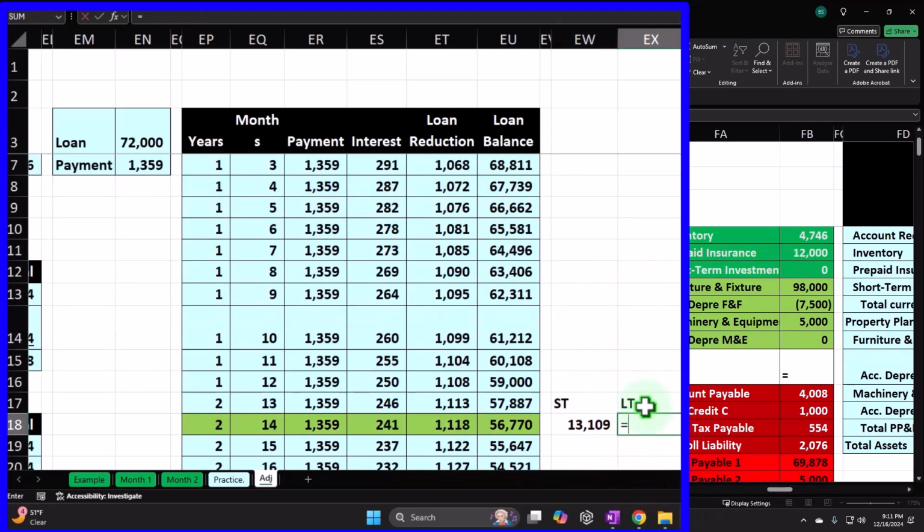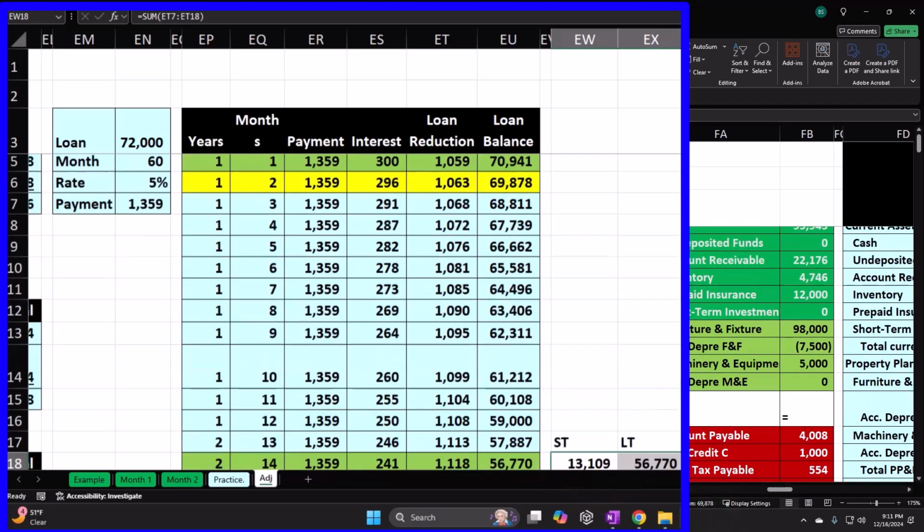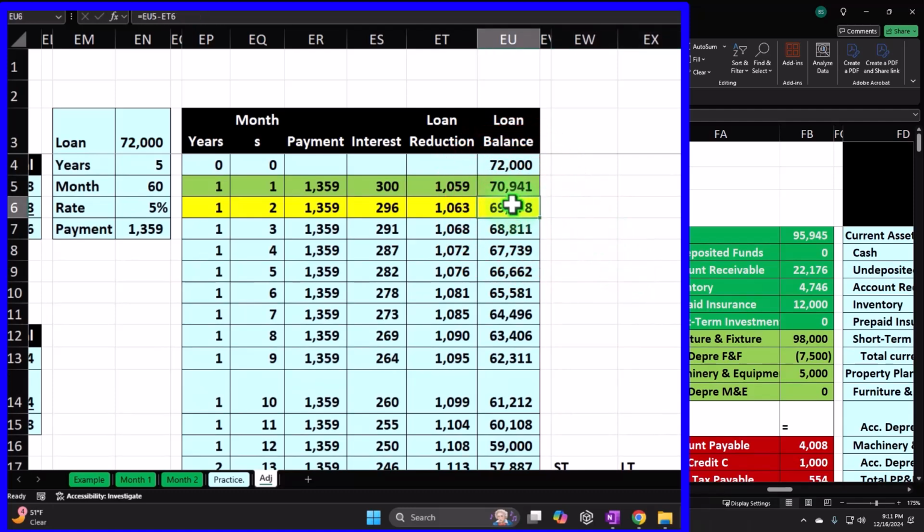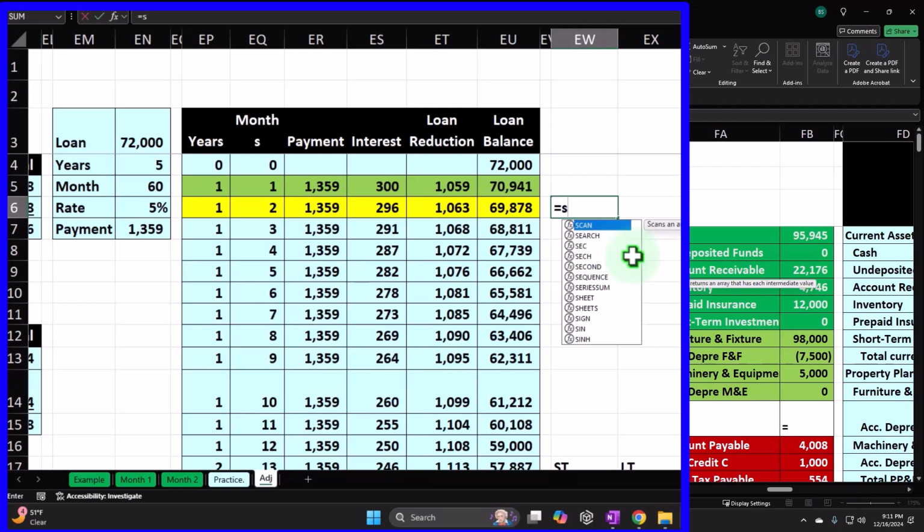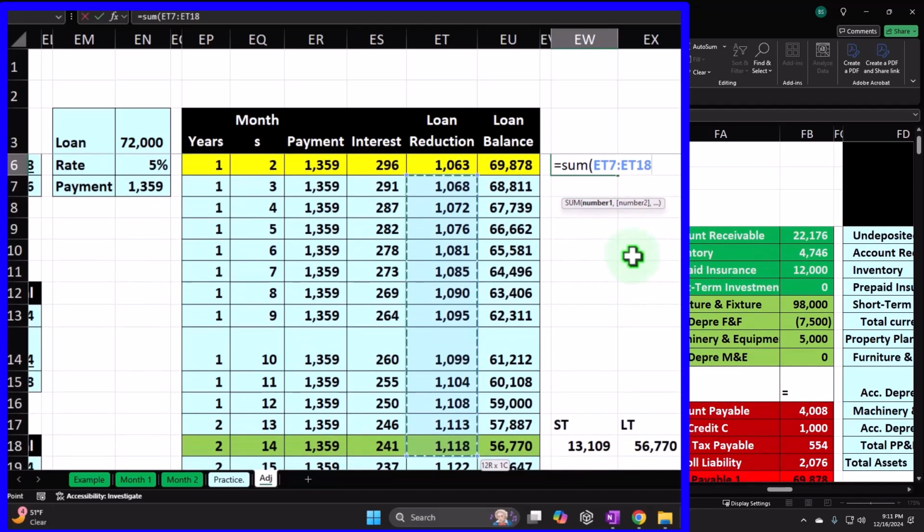The long-term is going to be this amount after the year. And so if I add those two up, I come out to 69,878, and that's the amount here, 69,878. Or in other words, if this is the entire loan and I break out the short-term, I'm going to say the short term is going to be equal to the sum. If I do it this way, you can see it both ways. Here's the principal, loan reduction, just the principal.